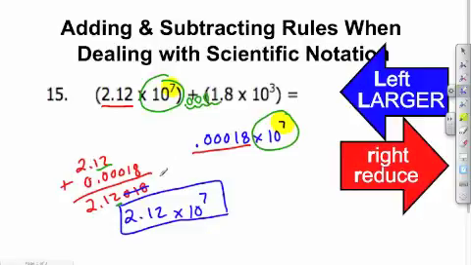Now the reason why our answer is the same as one of our numbers is because this 2.12 times 10 to the 7th is so large and so much bigger than our 1.8 times 10 to the third that the certainty of this number runs out way before I get to this 1.8 times 10 to the third. And so I'm only as strong as my weakest number, so I've got 2.12 times 10 to the 7th.